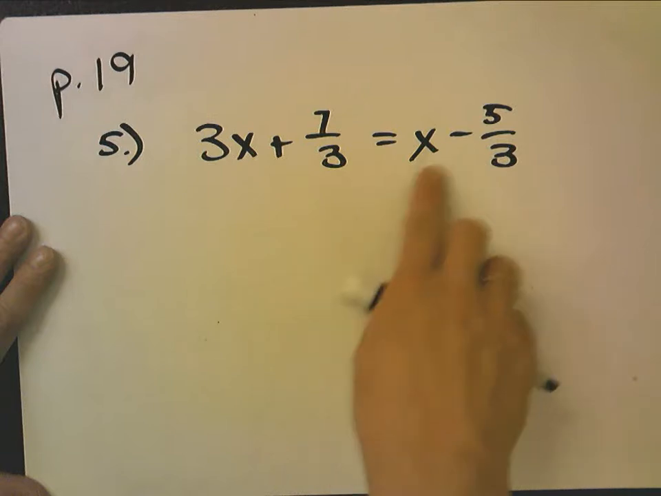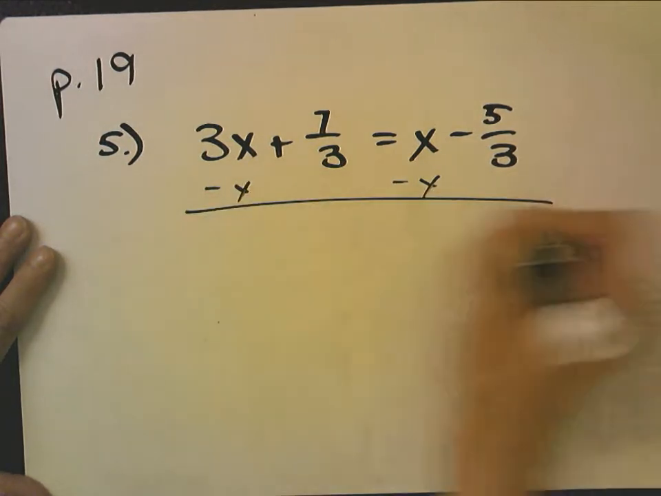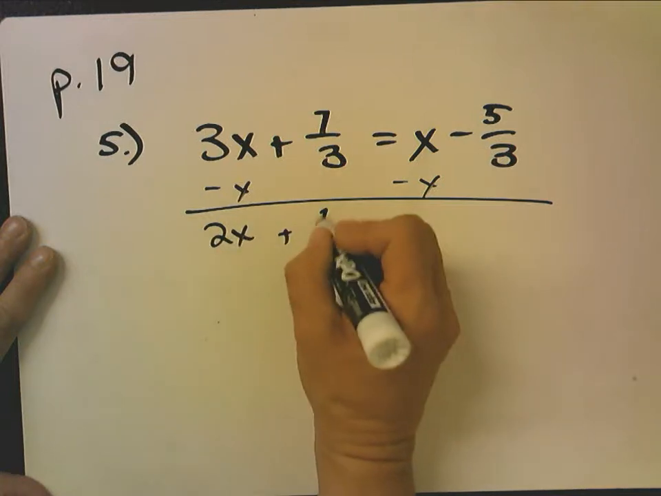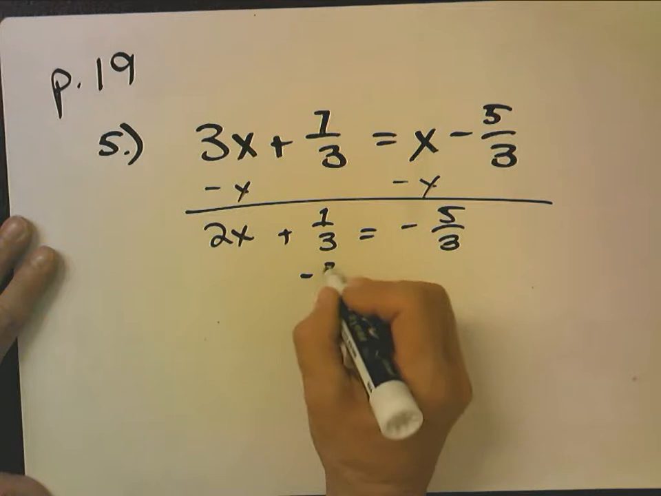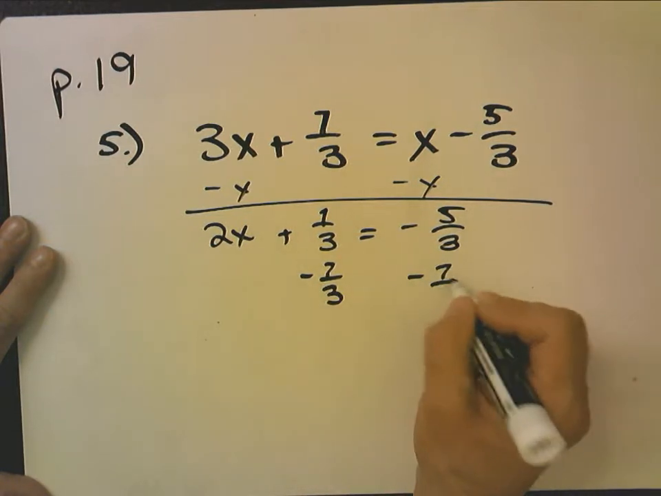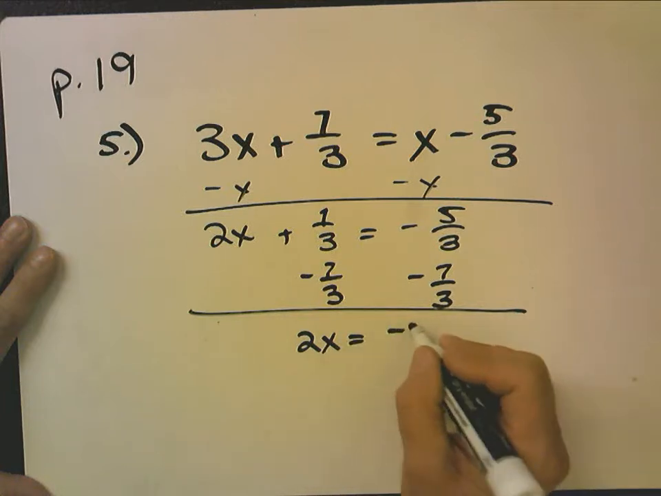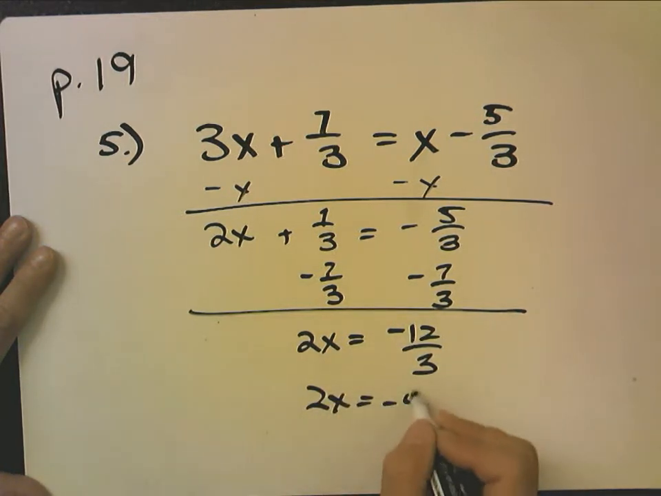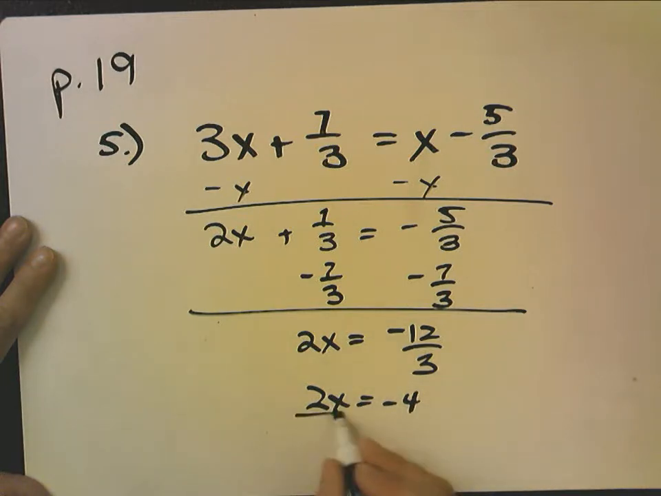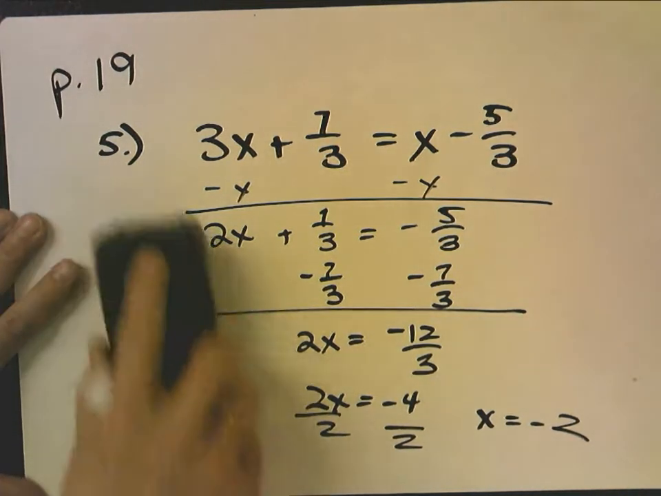First, I'm going to say, let me get my x's on the same side. So I'm going to subtract x, and I get 2x plus 7/3 equals negative 5/3. Then I'm going to subtract 7/3, and I get 2x equals negative 12/3. Well, negative 12/3 is negative 4. Divide by 2, divide by 2. X equals negative 2. So that wasn't that bad, not clearing it of fractions.